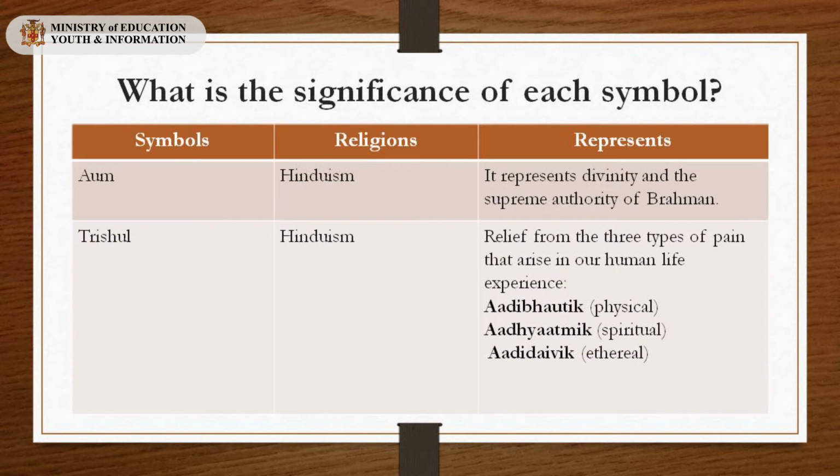In Hinduism, Om represents divinity and the supreme authority of Brahman. The Trishul, also in Hinduism, represents the relief from the three types of pain that arise in our human experience: physical, spiritual, and of the mind.